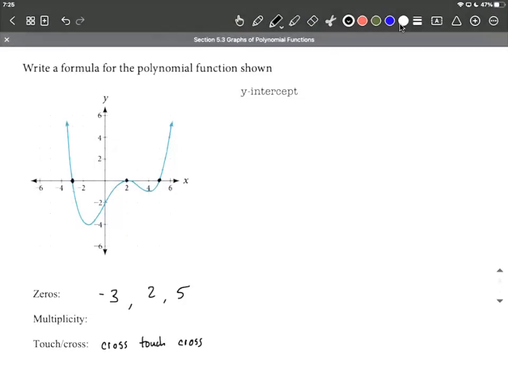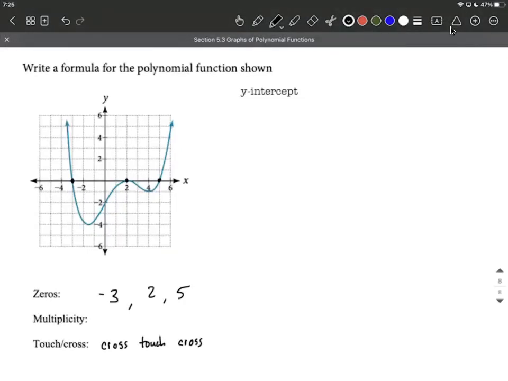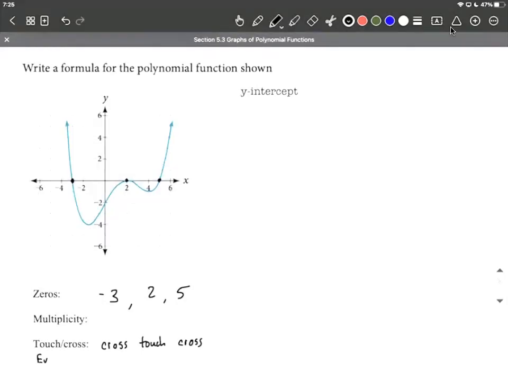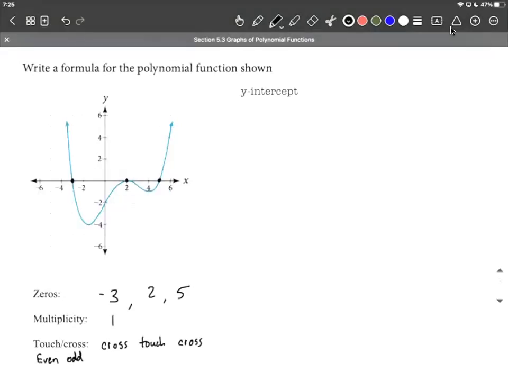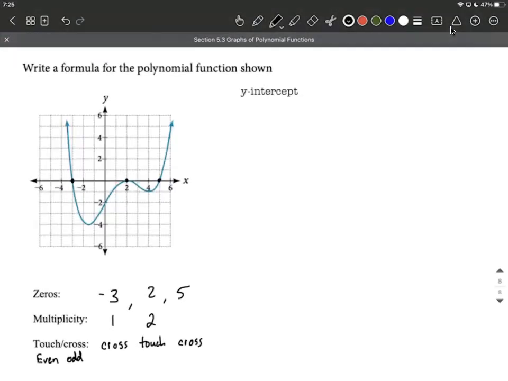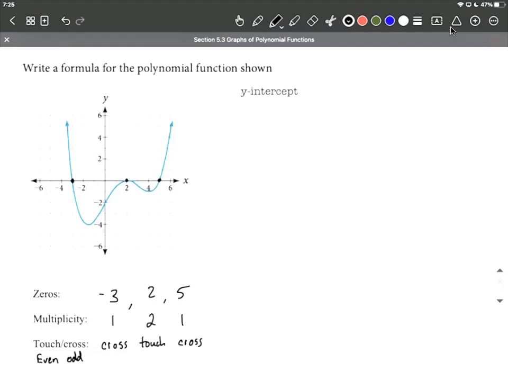All right, now that helps us because it helps us determine the multiplicity for each one of these zeros. Evens touch and odds cross. So the first multiplicity, we said it crosses, so that has to be odd. I'm going to go with 1 in this case. Touch has to be even, so let's go with 2. And finally, cross, let's go with 1 for an odd there.